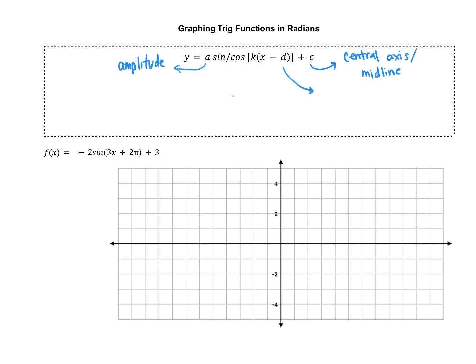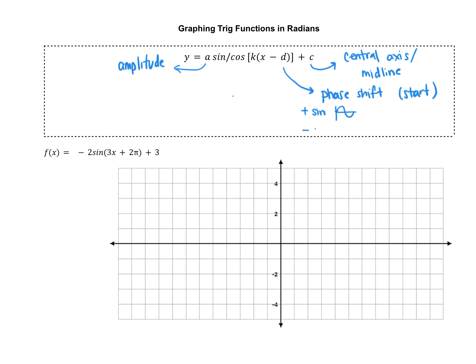Your D value, which is your right-left movement, we call that our phase shift. It's going to give you your starting point for your first cycle. Now, your starting point is also going to depend on if you're graphing sine or cos and if it's reflected or not. So as a reminder, when you have a positive sine function, and by positive I mean the A value is positive, we know that we start at the midline and we head upwards to the maximum.